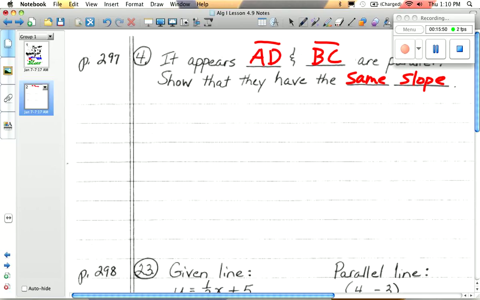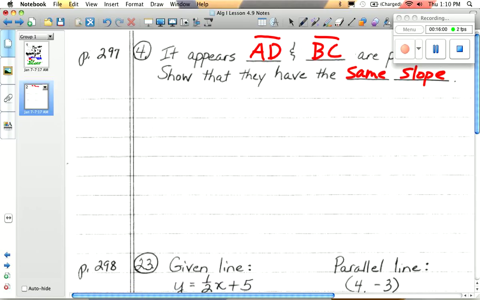Because if they have the same slope, we already are going to be able to tell. If they have the same slope, we're already going to be able to say they're not crossing the y-axis at the same spot. But we have to prove that they have the same slope. So, let's start with line segment AD.